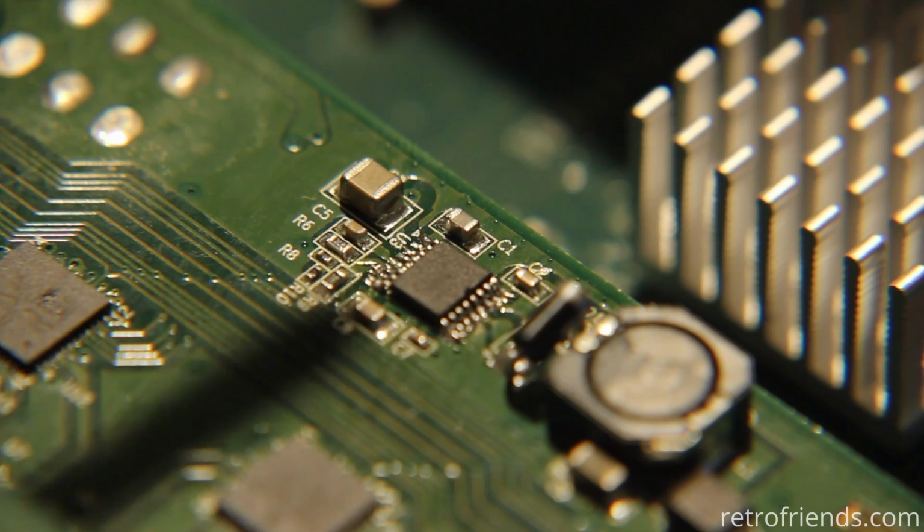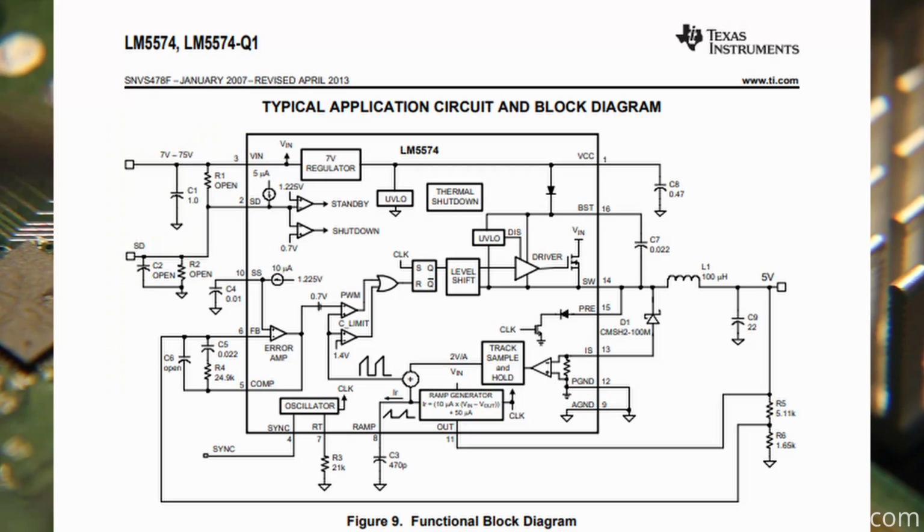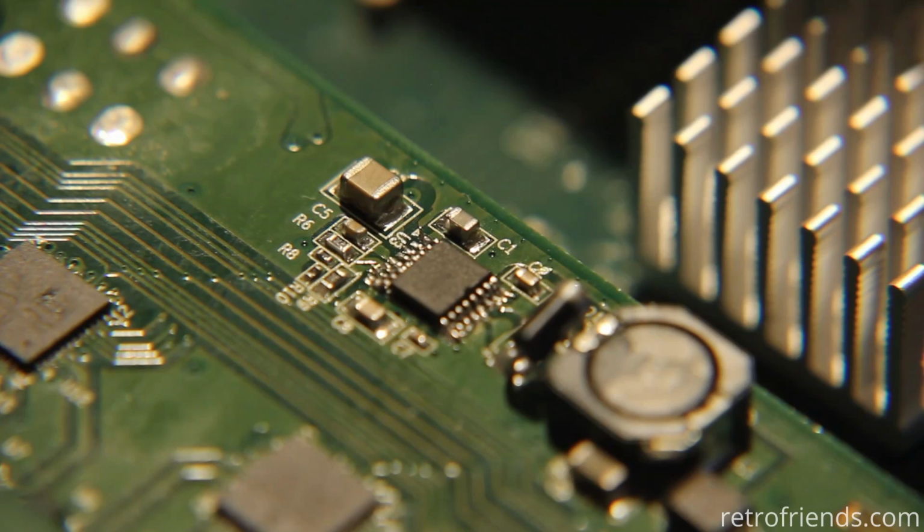I downloaded the schematics and data sheet for this chip, and it showed how to use it in a circuit and what passive components you need around it. And yeah, there was a diode supposed to be there. Measured the diode in both directions. Completely shorted, not even a voltage drop.